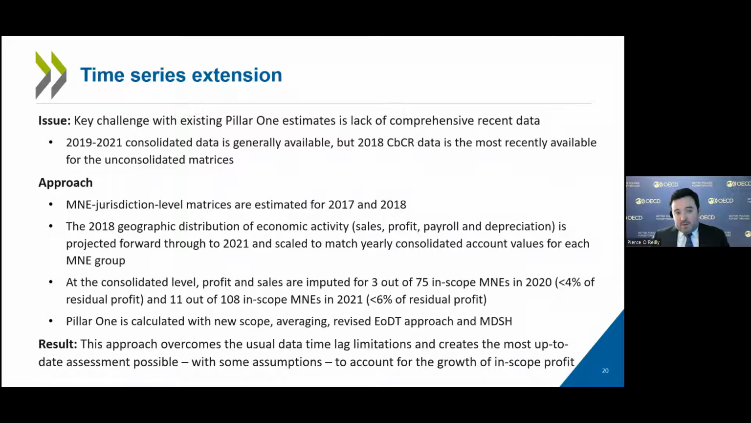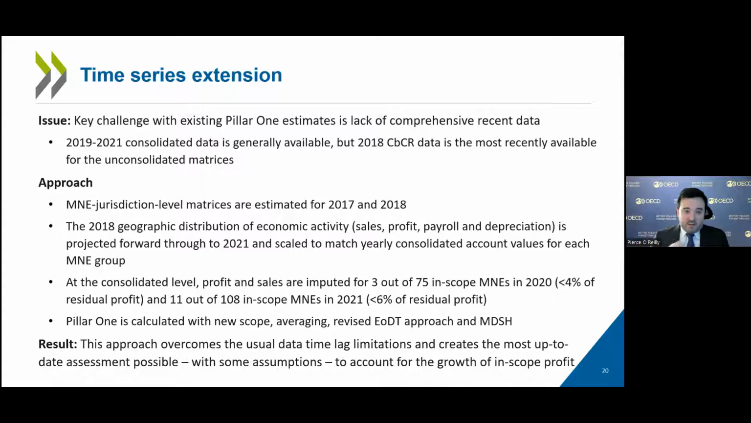And the way that we've done this is basically because we knew we had data on the publicly available financial information of the in-scope M&Es for more recent years. Many of them are public or published public annual reports. And so we have those reports for 2019, 2020, and 2021, and we're starting to get them for 2022. So we took the matrices that we had based on 2018, the latest available data. We took the distribution of profit, of payroll, of assets, of sales for each of the in-scope M&Es, and then we just grossed them up or down depending on whether their consolidated profit or payroll or assets or turnover had increased or decreased during the period from 2018 to 2021.